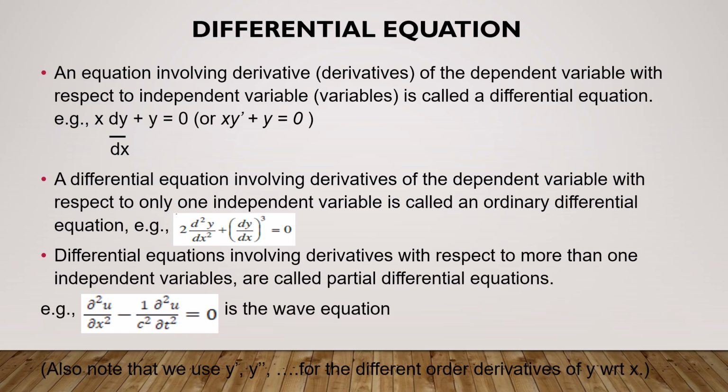But suppose you have a differential equation that involves derivatives with respect to more than one independent variable. It is called a partial differential equation. Like the example given over here, d square u by dx square minus 1 upon c square d square u by dt square equal to 0. Over here there are two independent variables x and t. So it's a partial differential equation which you will study further.